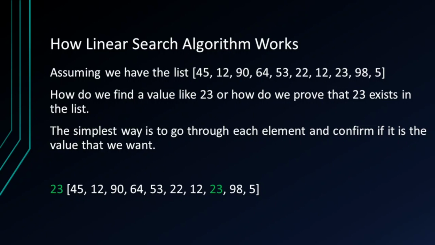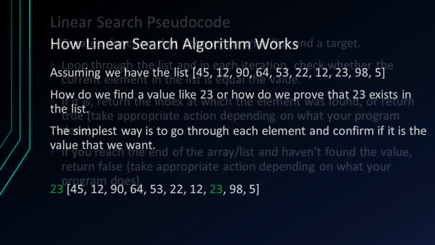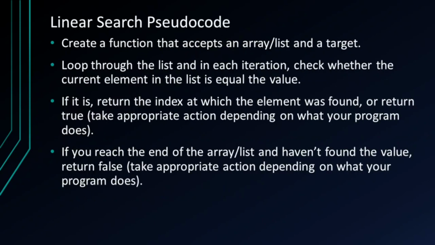Now let us look at the pseudocode to understand it clearly. Now, the first thing to do, just create a function that accepts an array, or rather a list, and a target, and then loop through the list, and in each iteration, check whether the current element in the list is equal to the value that you're looking for. And if it is, return the index at which the current element was found, or return a boolean or any true value. Just take an appropriate action depending on what your program is trying to do.